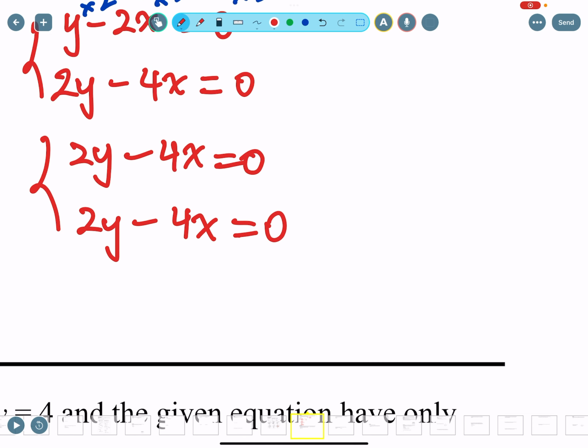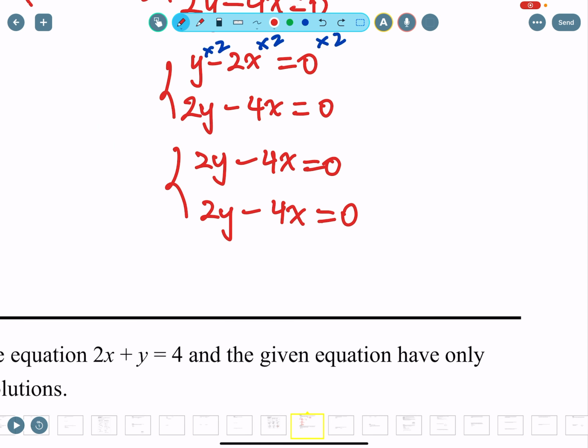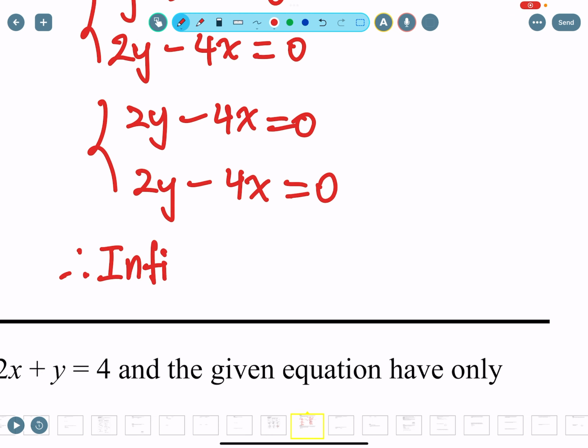You can see these two are exactly the same. Now when they are exactly the same after you manipulate, they basically represent the same line, overlapping each other. So therefore, they intersect infinite number of times because they overlap each other. The answer here is infinite many solutions.